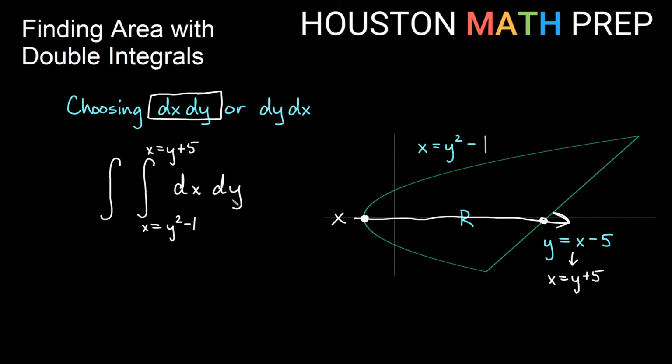And then dy is our last thing, so we need our constants. We need our lowest y value and we need our highest y value. And if you can't tell because they're not really labeled here on the graph, then what we'll have to do is set these equal to each other and figure this out, right?